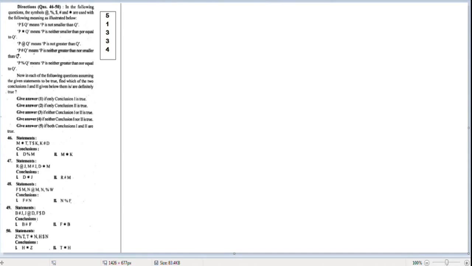Hello friends, today we are going to see about the application of shortcut coded inequalities.